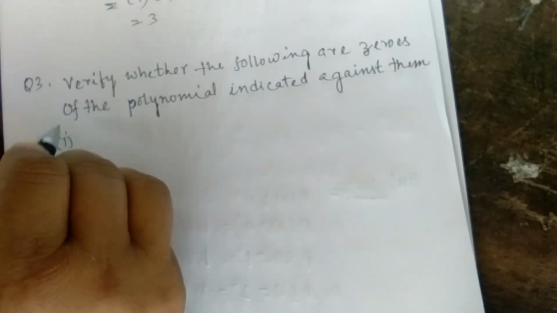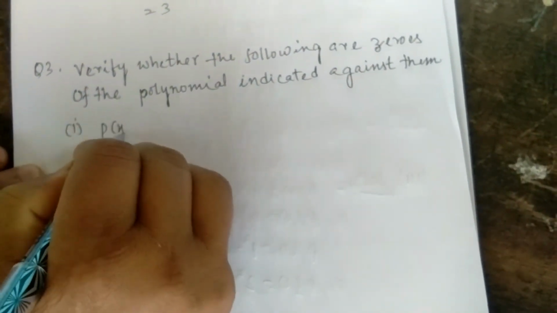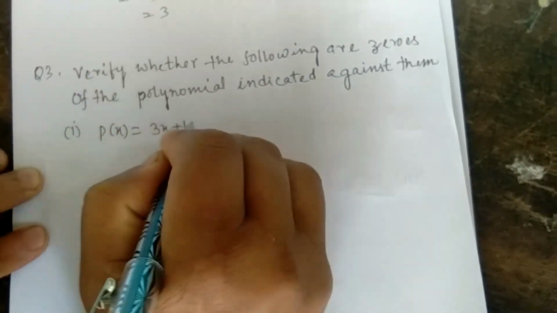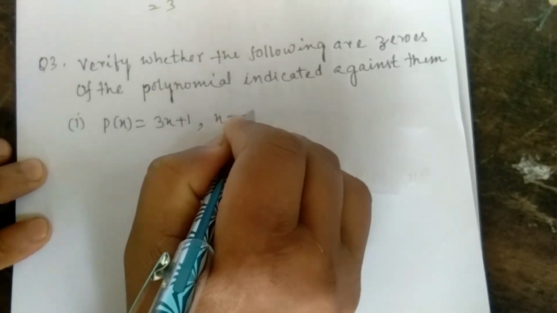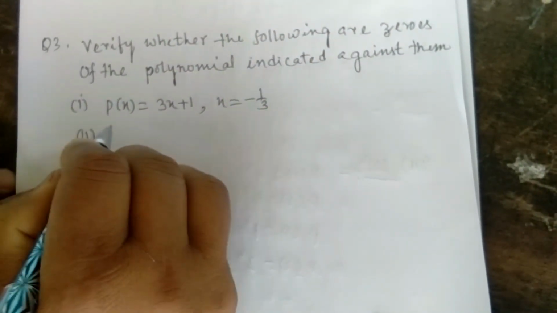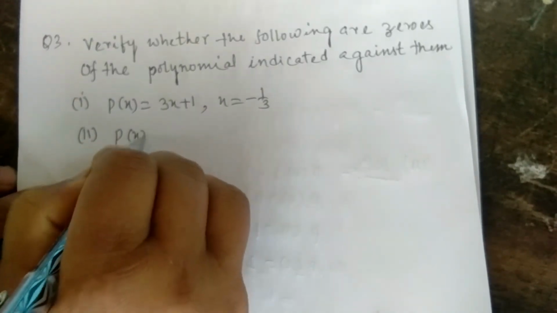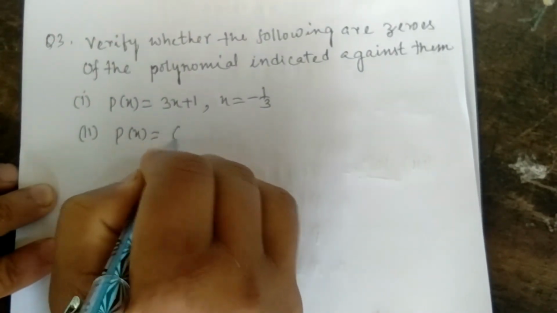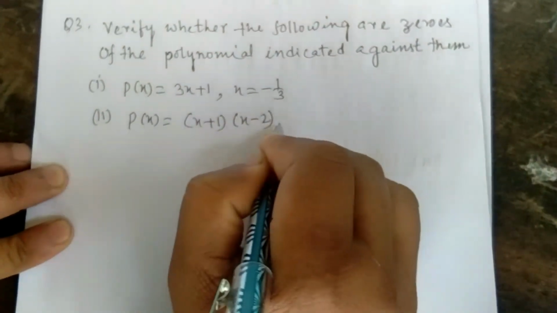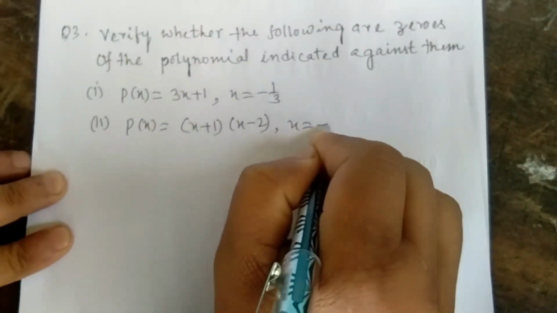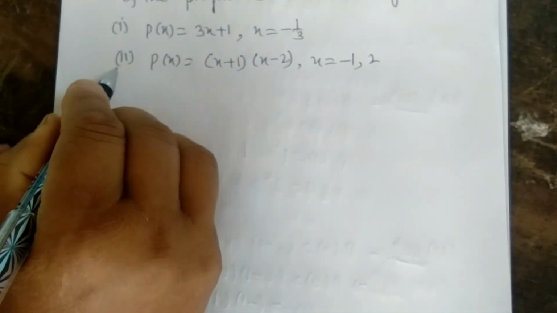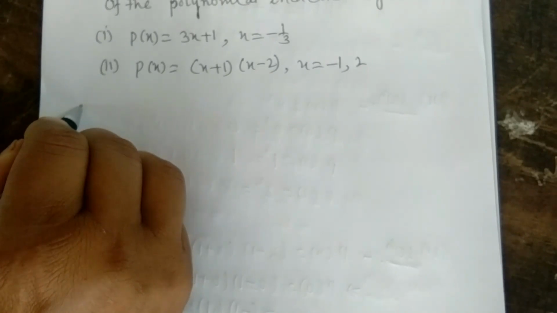Question number 1, p(x) equal to 3x plus 1, x equal to minus 1 by 3. Number 2, p(x) equal to (x plus 1) into (x minus 2) at x equal to minus 1, 2. Now let me show you one by one.